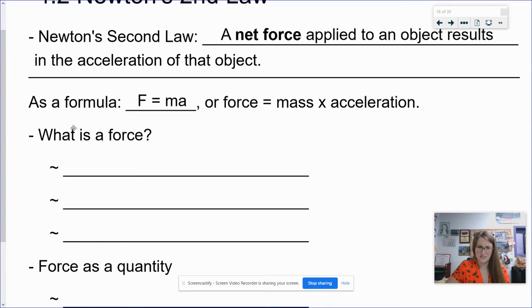So what is a force even? Let's talk about that. A force is a push or a pull. It can be either. So it can either be going in this direction or I can be pulling something backwards. Like if I want to pull my desk or I want to push it, those are forces.